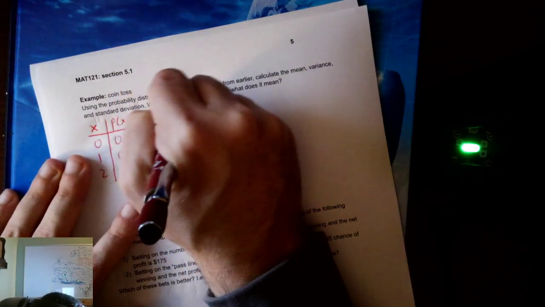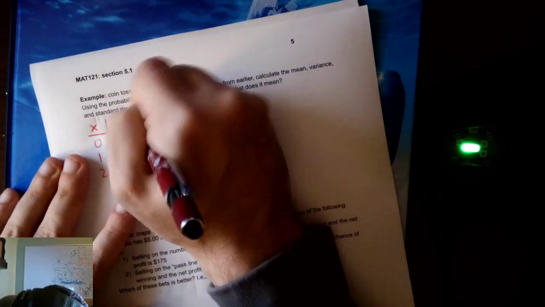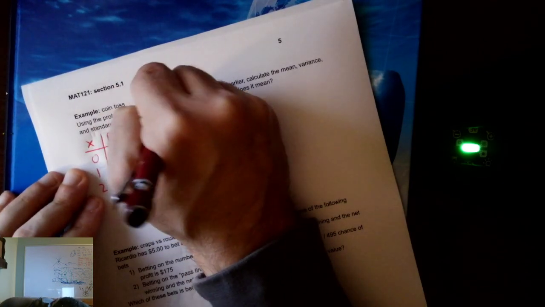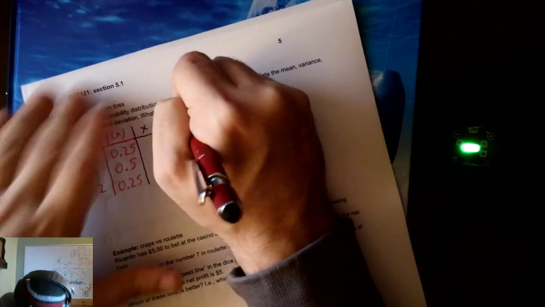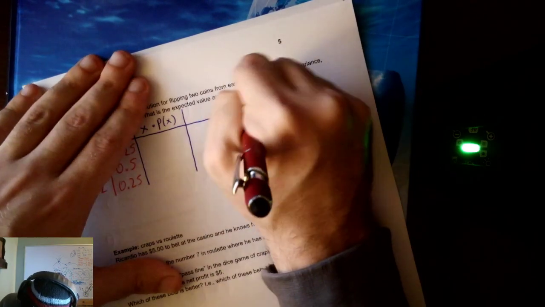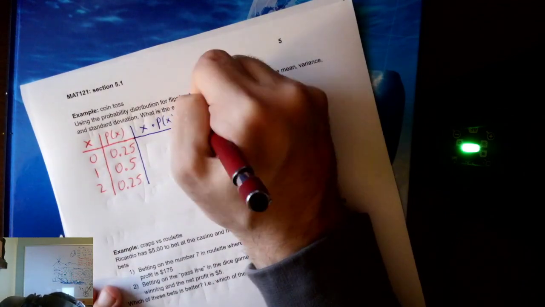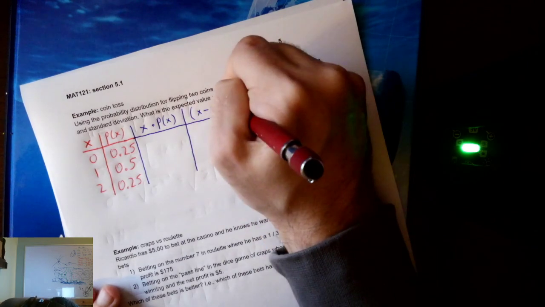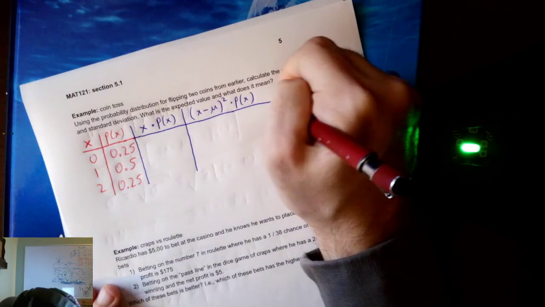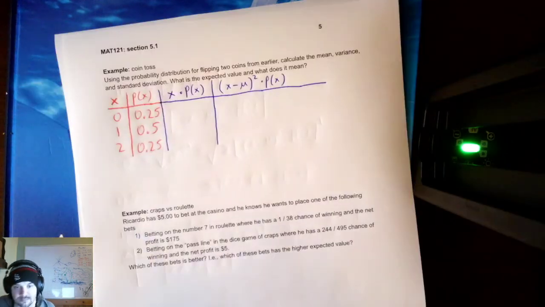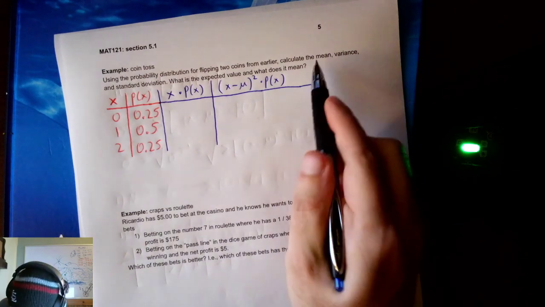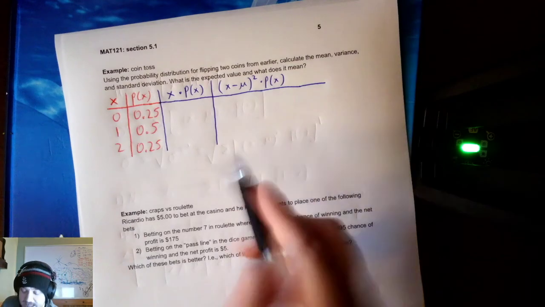So what I like to do is extend my table. And the first extra column is x times p of x. And then the second extra column is (x minus mu) squared times p of x. I add those other two columns. Now, I need to fill in this table. I'm trying to calculate the mean, variance, and standard deviation. This table will help me.